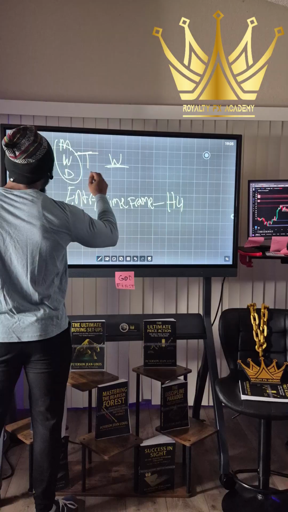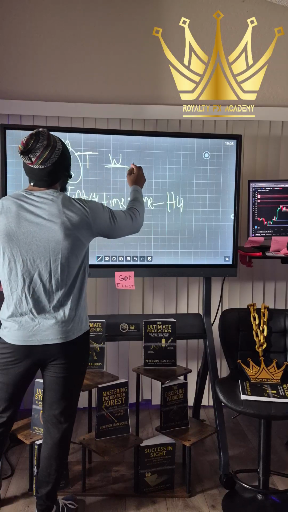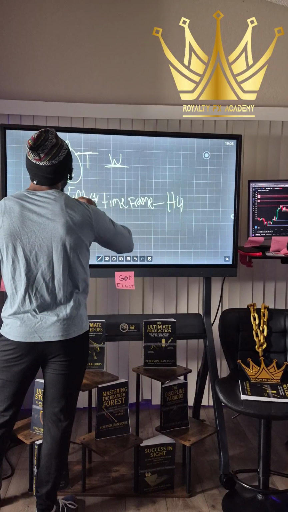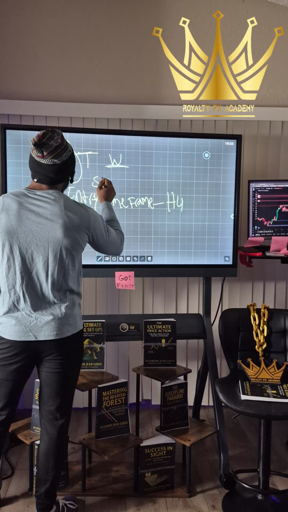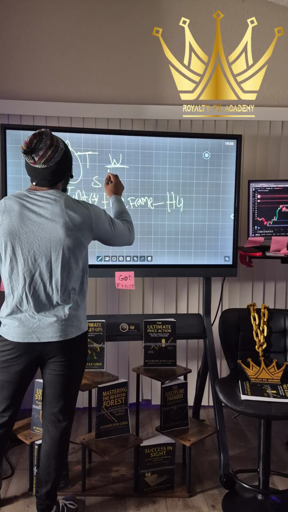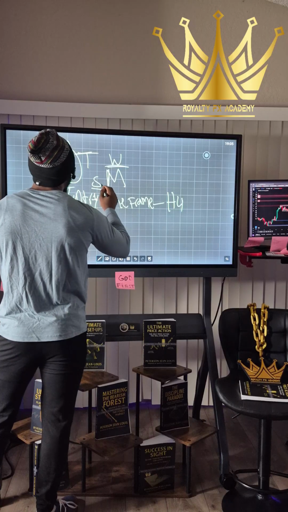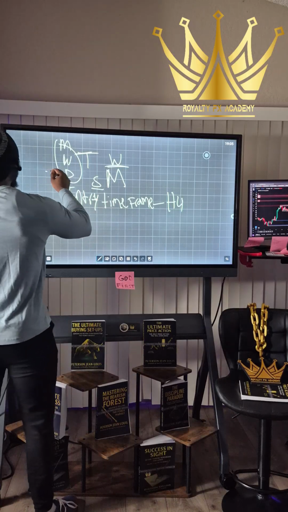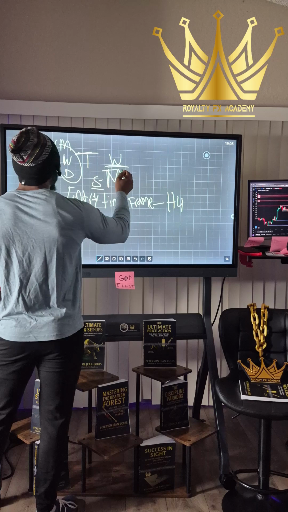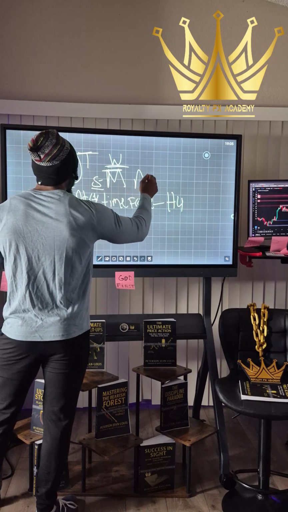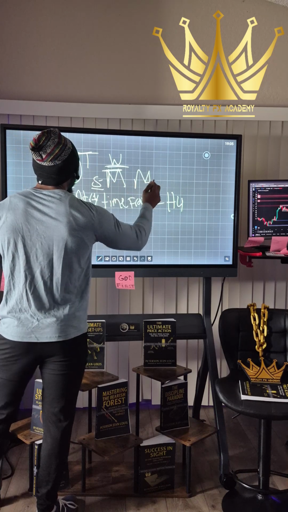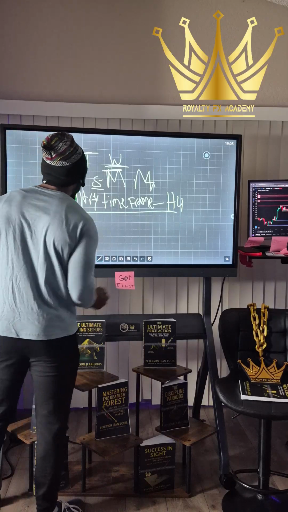Now, with this, remember the setup, right? The setup comes with the time frame. So the setup will be your double top, okay? So time frame, the setup, which is a double top or the break and retest, okay? Entry time frame, 4 hour.